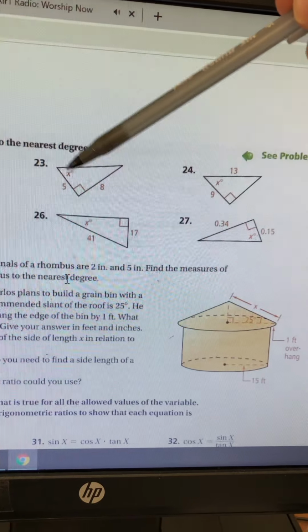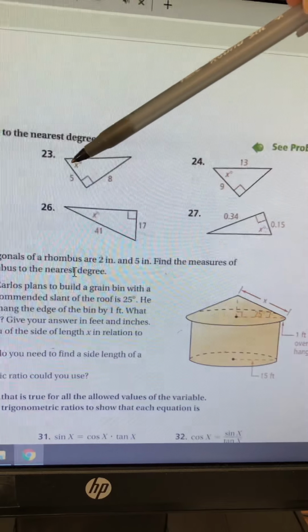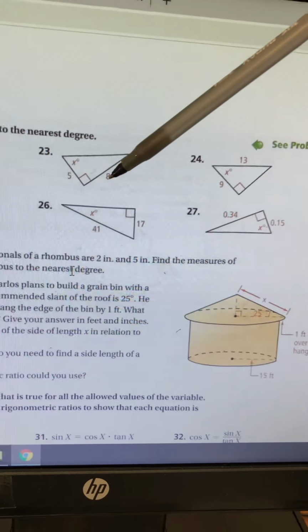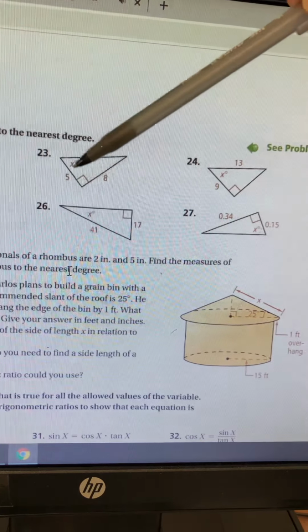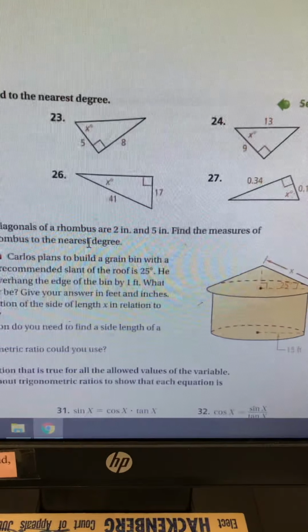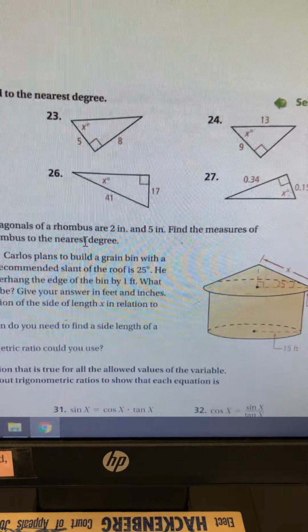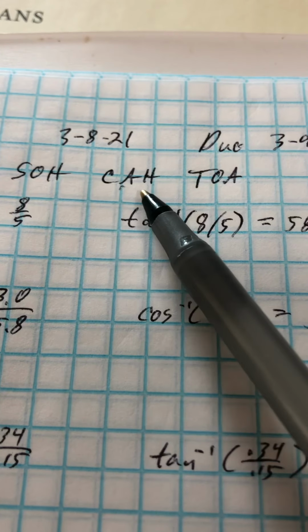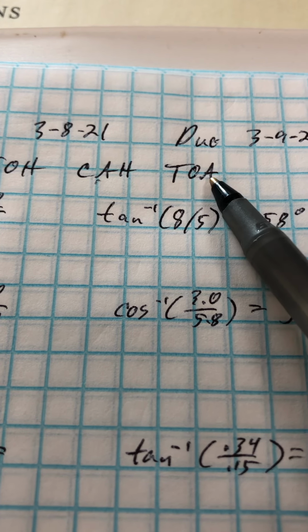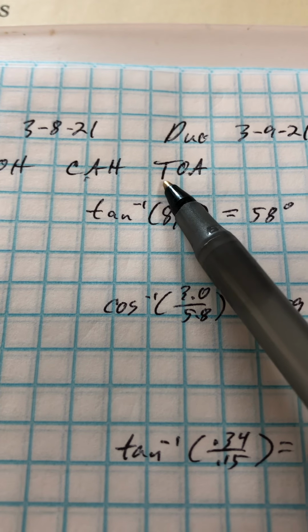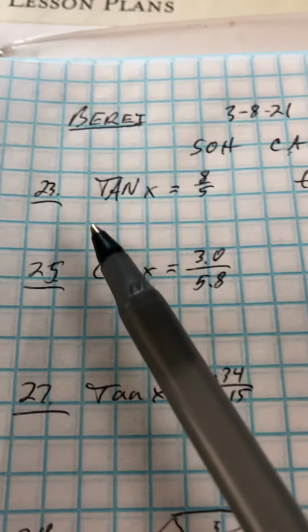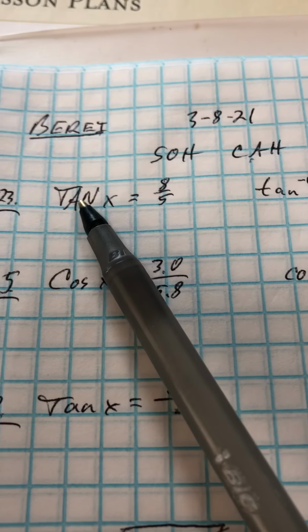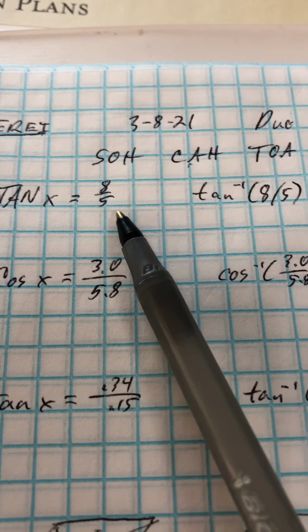So number 23, taking a look at this triangle here, if I need to figure out what this x degree is for this angle, notice that I have the information of the opposite and the adjacent. So opposite, adjacent, OA goes with that acronym TOA. Remember, we've memorized the phrase SOH CAH TOA, and since I know opposite and adjacent, I'm going to have to use the tangent for that x in number 23. So if I take the tangent of x, that's going to equal 8 over 5.